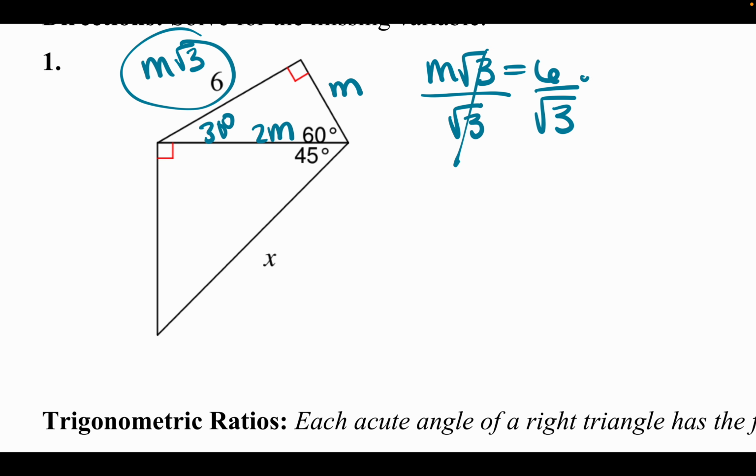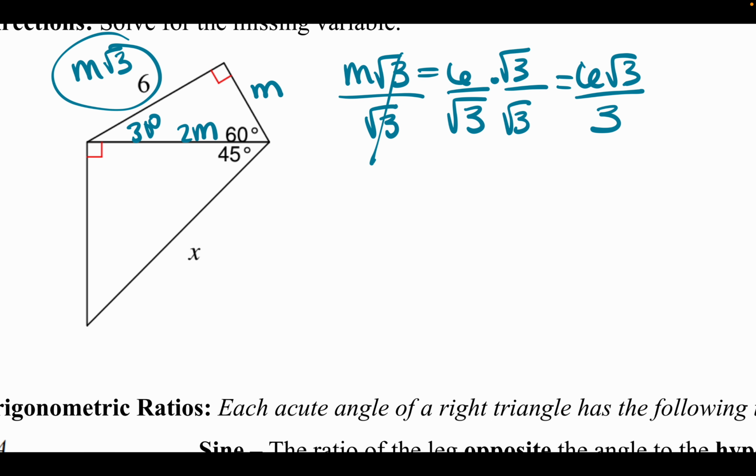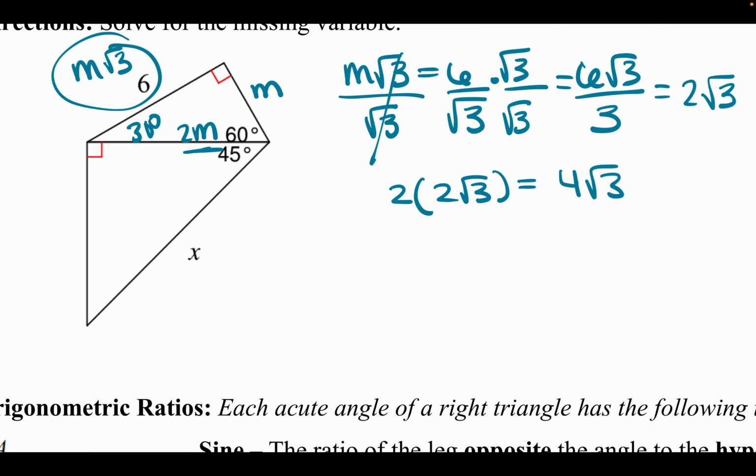And then we have to rationalize. So we get 6 square roots of 3 over 3, and then we need to reduce. So m is 2 square roots of 3, but this middle side is 2m. So we have to multiply that by 2. So we get 4 square roots of 3. So this new side is 4 square roots of 3.